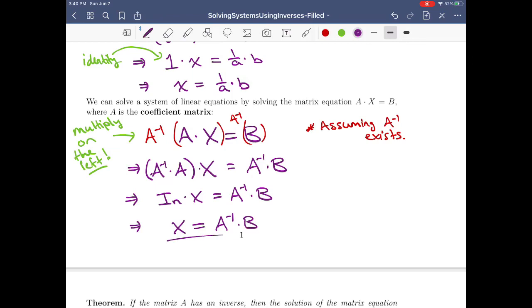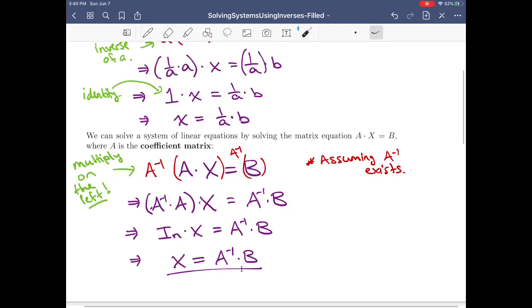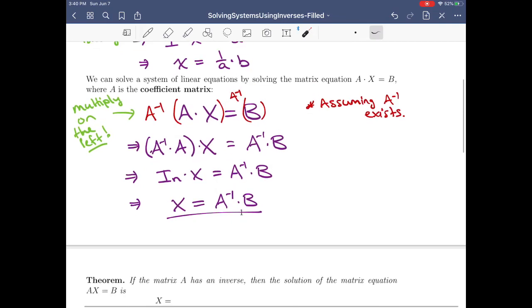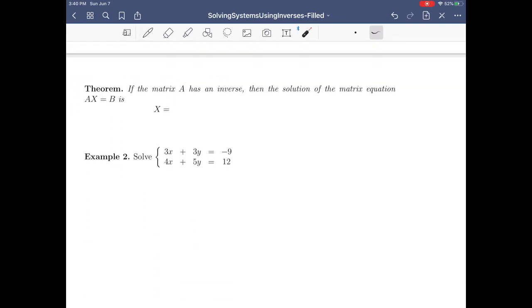So we see that we've solved for X. We wanted to use the inverse so that we get the identity when we do the multiplication. Same idea: we use the inverse of the number A so that we get the number 1, because we know 1 times a number is just the number. So that's the same for matrices. If the matrix A has an inverse, then the solution of the matrix equation AX equals B is going to be X equals A inverse times B. So this is always how you can solve a matrix equation of that form.